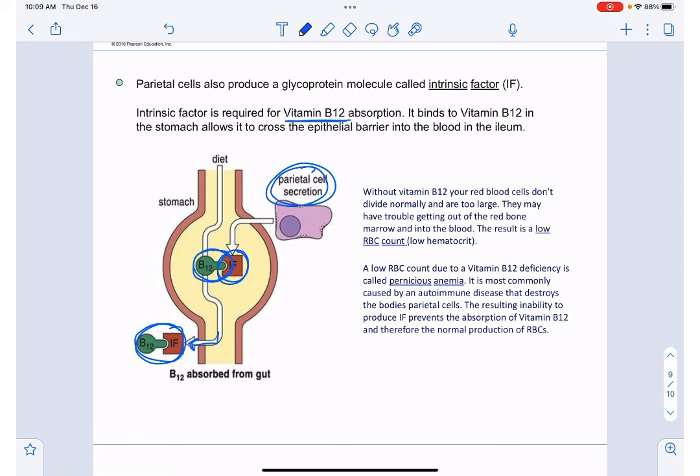And vitamin B12 is important for a number of reasons, but one of those is that it's required for normal red blood cell production. And so if you have a deficiency of vitamin B12, then that can result in a low red blood cell count, what we call a low hematocrit. And when you have a low red blood cell count due to a vitamin B12 deficiency, this is referred to as pernicious anemia.